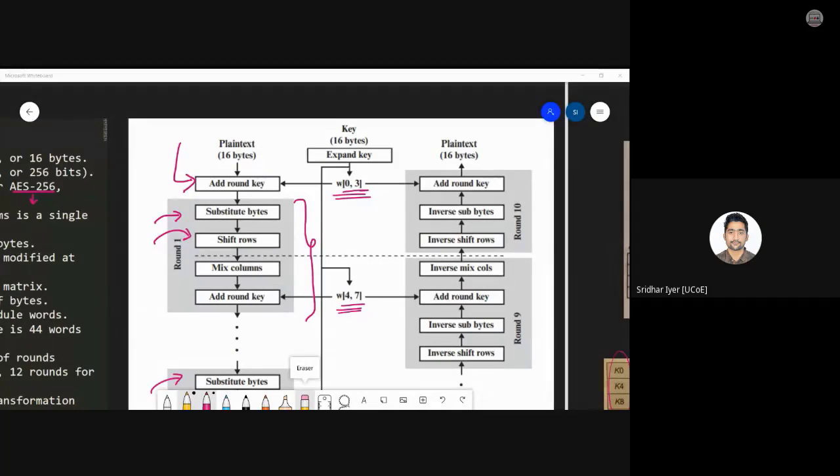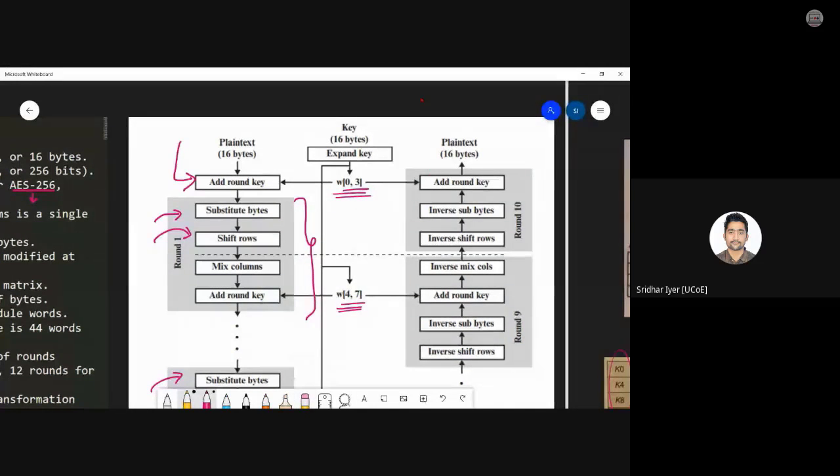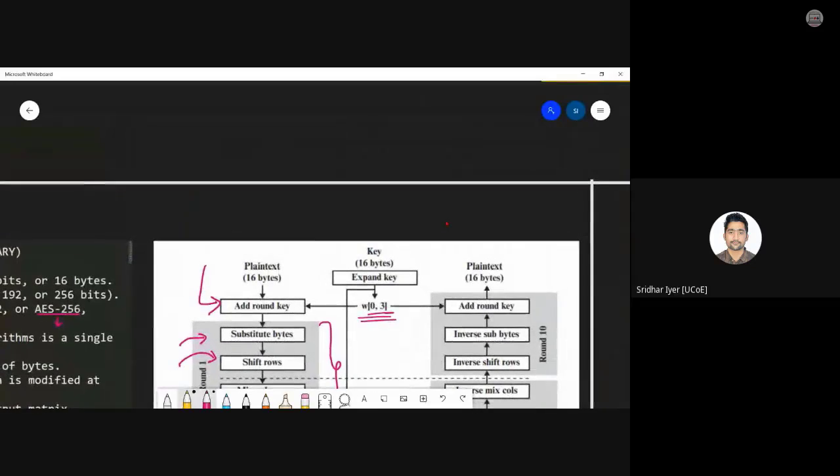So after each round, we have this step called add round key. This addition is not your simple addition. This is simply a modulo addition. If you remember the Vernam and Vigenere ciphers, we used to do the same thing: plain text plus key mod 26. The same thing over here, a similar sort of thing. Am I clear? Yes or no?